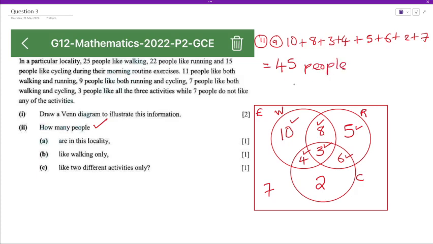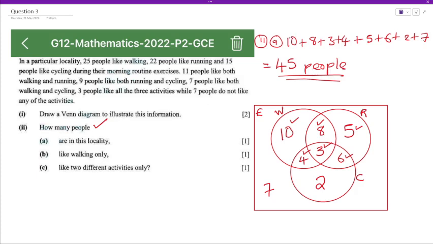So as you are capturing values, as you are plugging them into your calculator, don't capture them one by one. 10, whatever. 8, whatever. At least get them in twos or something. 10 plus 8, you write. 3 plus 4, you write. 5 plus 6, you write. 2 plus 7, like that. You are quicker that way, not capturing them one by one.